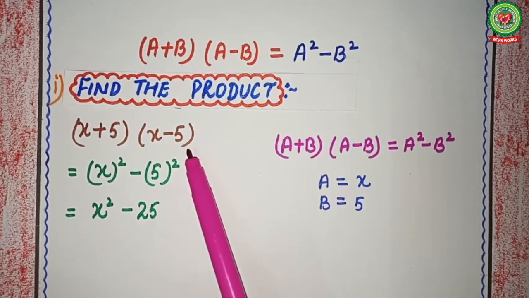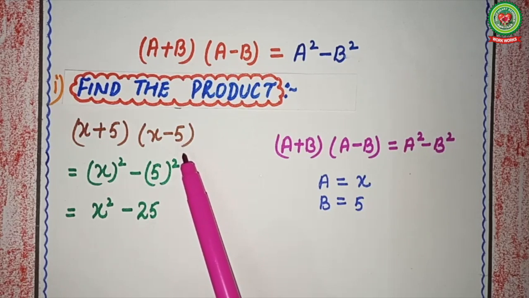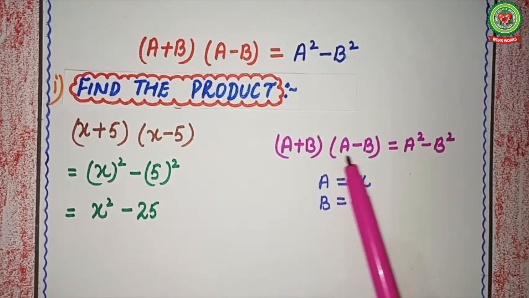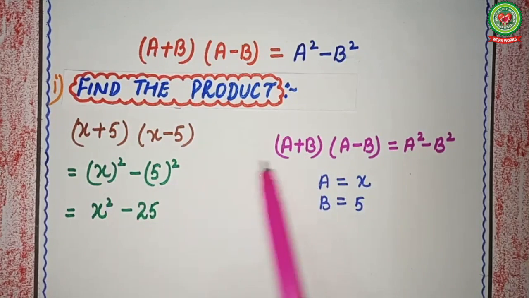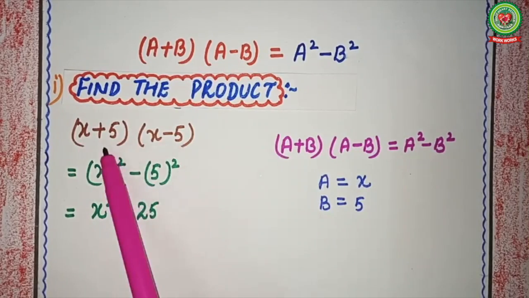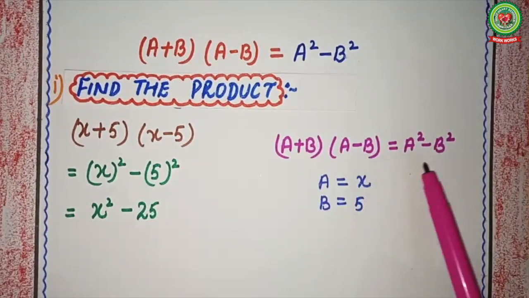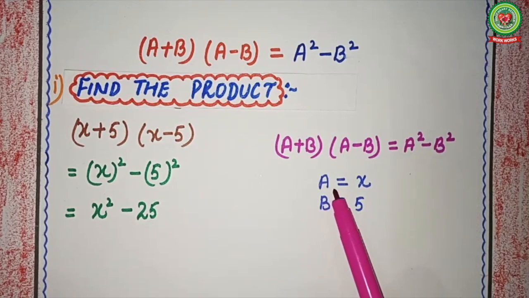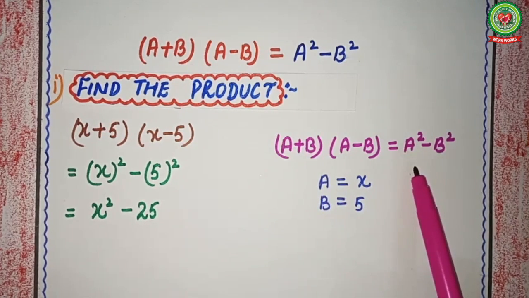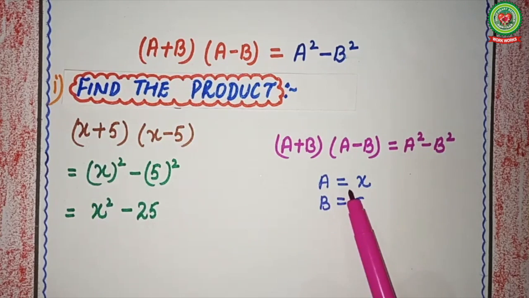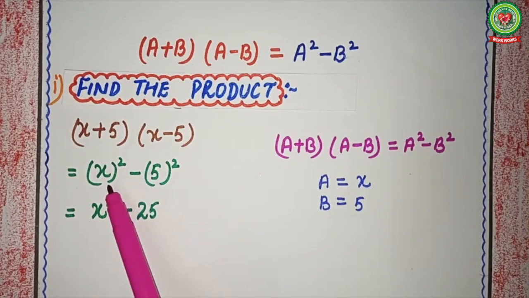Whenever we get this type of question, we will always apply this formula, that is (a plus b) into (a minus b), because if we compare this statement with this formula, x is in the place of a and 5 is in the place of b, which is equal to a square minus b square. Now we will write the formula on the right hand side of the question, and write the values a is equal to x and b is equal to 5.